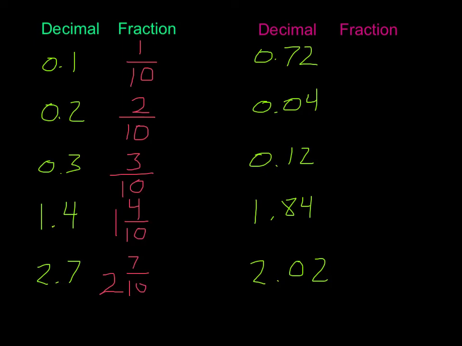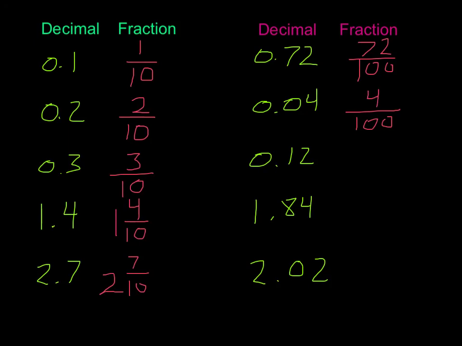Our next one over here, we have 0.72. We're going to have our 2 in the hundredths place, so it's going to be out of 100, and it's going to be 72 out of 100. Our 4, once again, is in the hundredths place, so we know it's going to be out of 100, and it's going to be just our 4.